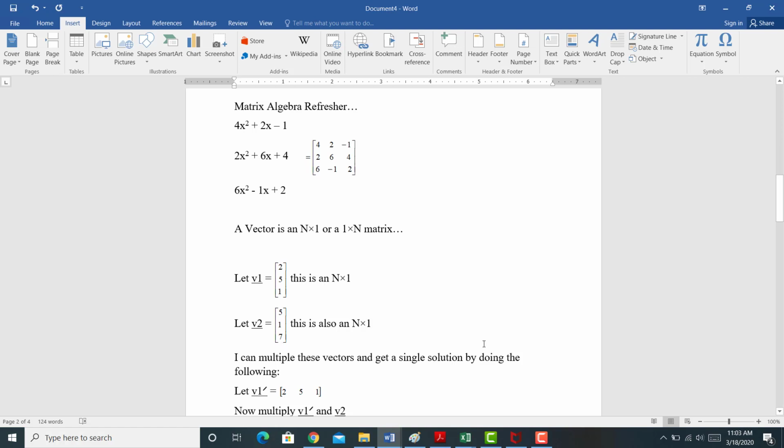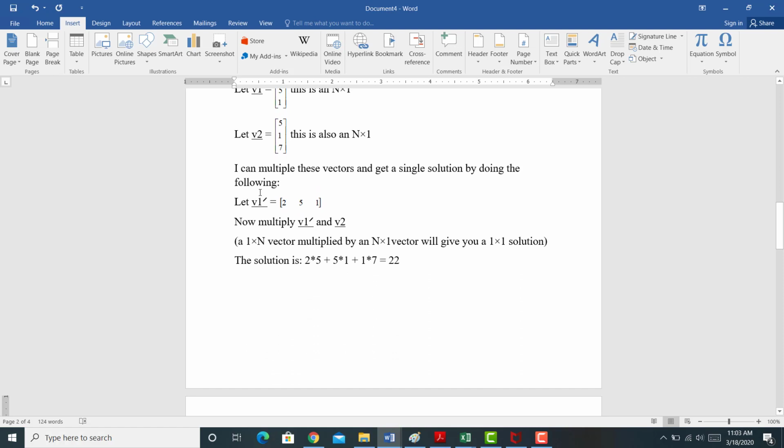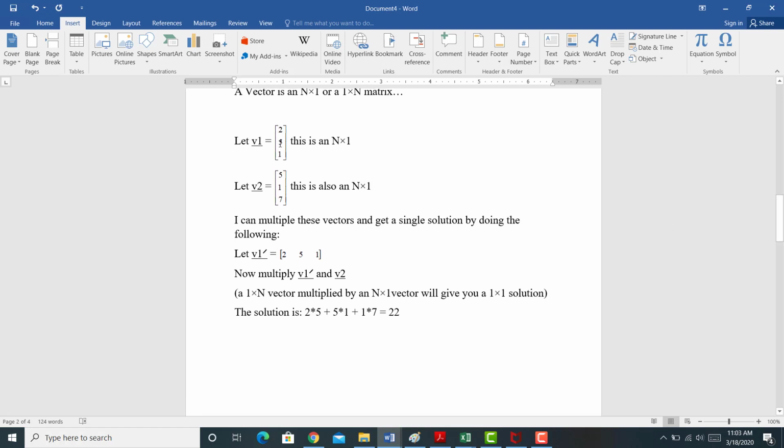Now I can multiply these vectors to get a single solution by doing the following. I'm going to transpose vector 1. Notice that little slash right there, that means I've transposed it. Look at what I've done. I've taken the n by 1 vector and made it a 1 by n vector, so I've turned it on its side. Instead of having 2 in row 1, 5 in row 2, and 1 in row 3, I now have 3 columns and just 1 row.